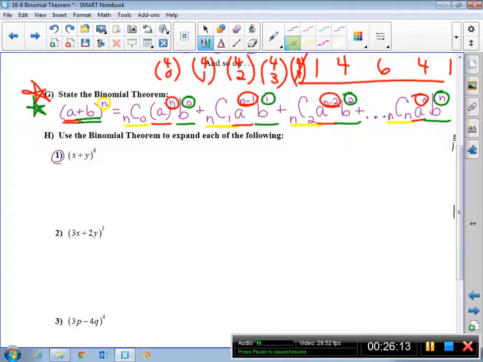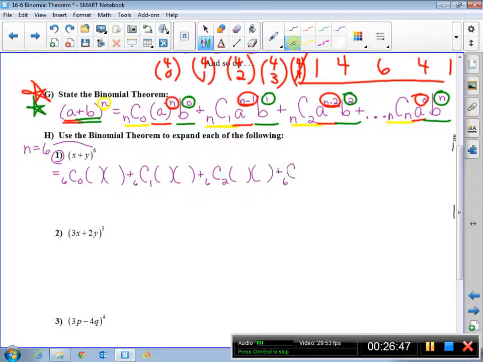Let's try some examples. First one is x plus y all to the 6th. So I'm just going to churn this out like a factory. I know that my n is 6. That's the power you're working with. So to expand this, I'm going to do 6 choose 0, something, something, plus 6 choose 1, something, something. I'll come back to those. Plus 6 choose 2, something, something, something, something. 6 choose 3. Gotta leave yourself some room. I'm going to run out of room. 6 choose 4.